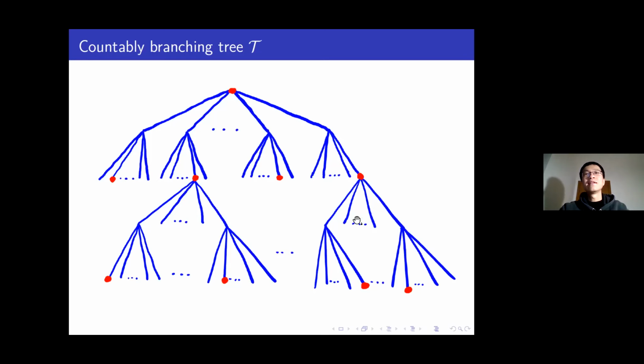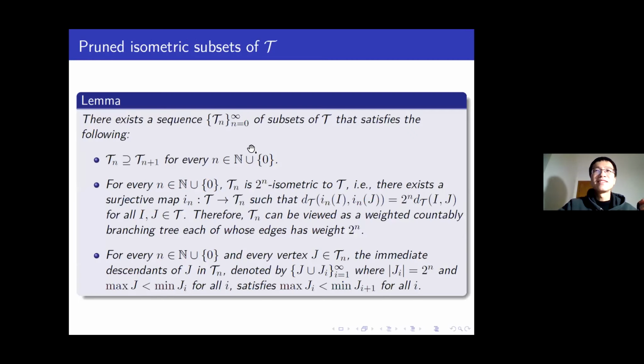In this induction process, you get a collection of red points, which is a subset of Tn, and these red points form the vertex set of Tn plus 1. Maybe I didn't explain it very clearly, but if you build the sequence Tn by hand, you will actually find it.